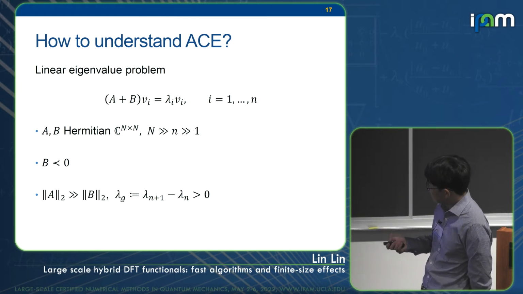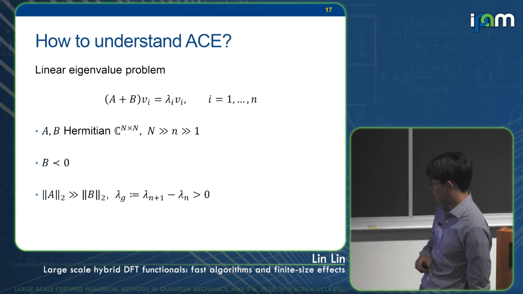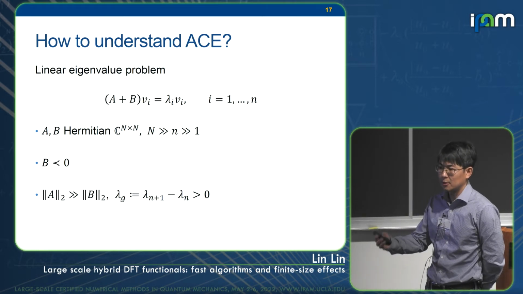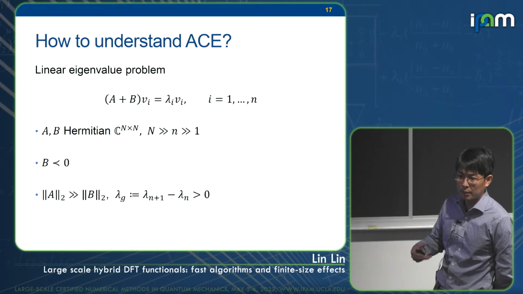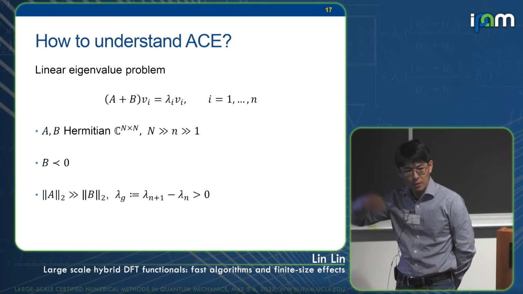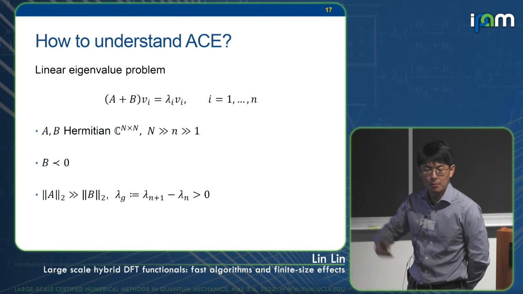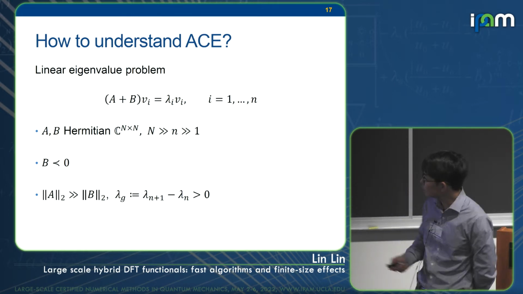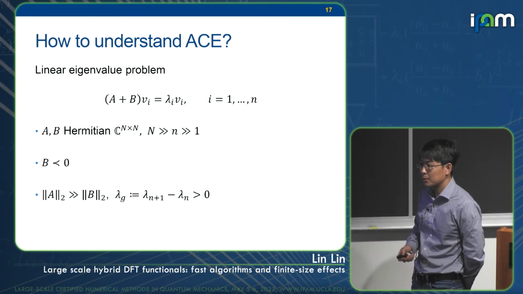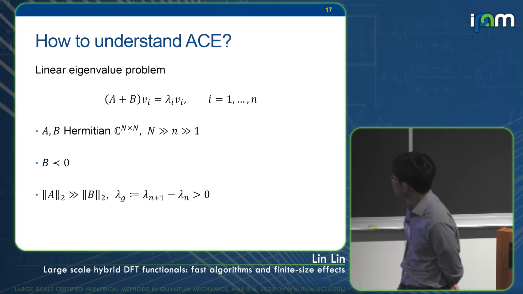We also assume that this A part has a spectral norm that is much, much larger than the spectral norm of B. This is also reasonable because A is Laplacian, a differential operator, is unbounded, and B is an integral operator and is bounded. And we use a lot of plane waves, which means that the A part, the differential operator part, has a pretty big spectral norm. So we also, for technical reasons, assume that there is a gap to facilitate the analysis.